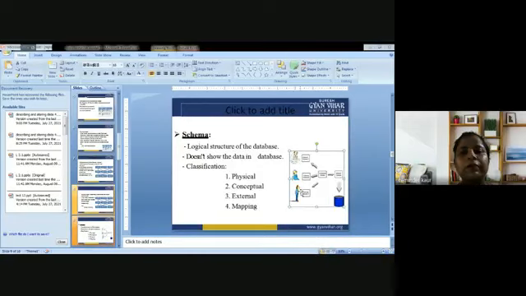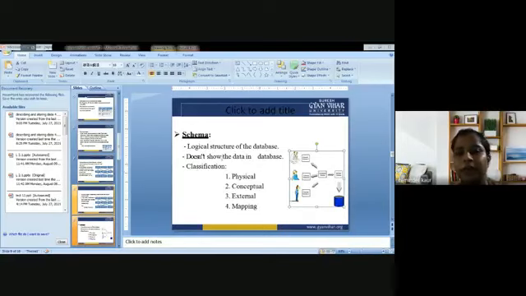So schema is concerned with the logical structure of the data. Now it is concerned with independence as well. Like if I am storing the data at the physical level, it is independent of the logical level. Same is the conceptual level. Conceptual level is independent of the physical level. So that is why it does not show the data in the database.